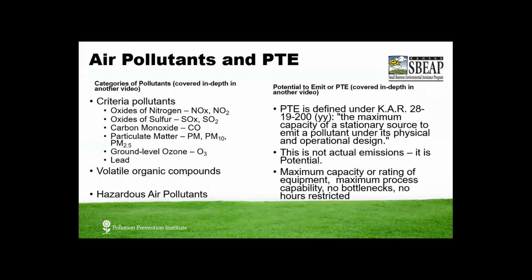The videos, Introduction to Air Pollutants and Introduction to PTE, discuss the criteria pollutants, VOCs, and HAPs that are the regulated pollutants, and define potential to emit, or PTE, and how to calculate PTE. In this video, we will discuss the threshold emission levels for determining the types of permits needed to be obtained from KDHE Bureau of Air for your operations.